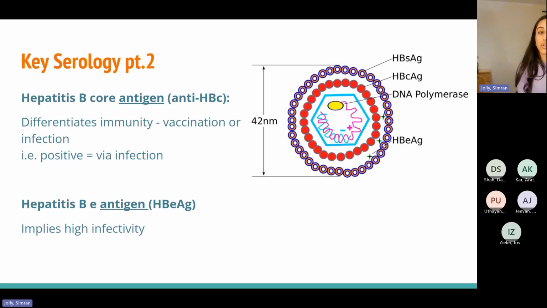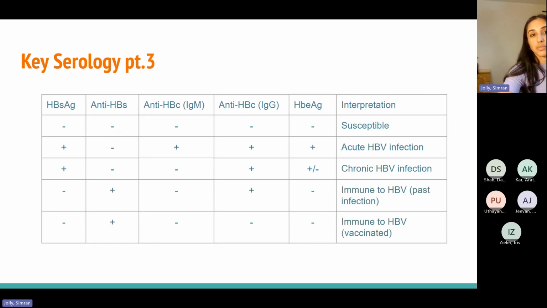And then finally, you've got your hepatitis B E antigen, which just implies high infectivity. So you've got a high viral load, you've got a rapid replication rate. And this is sort of like a picture of just what you could expect from different reports as well.